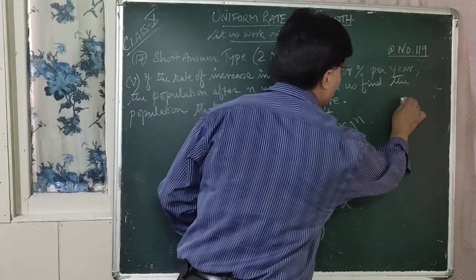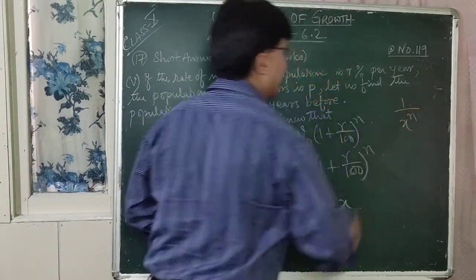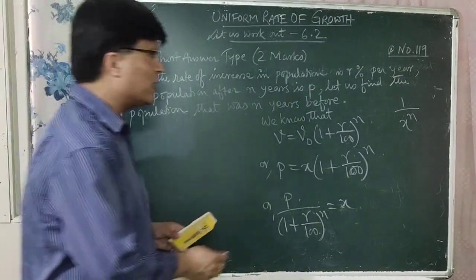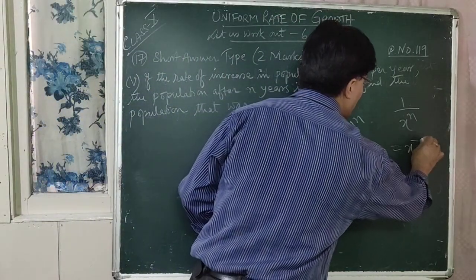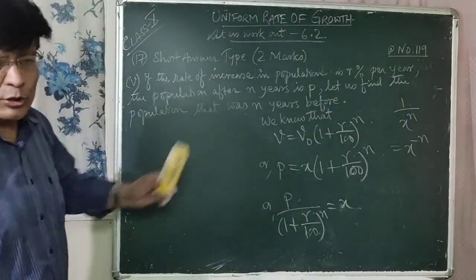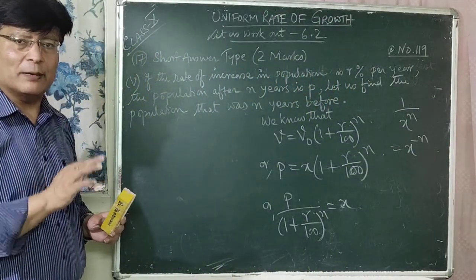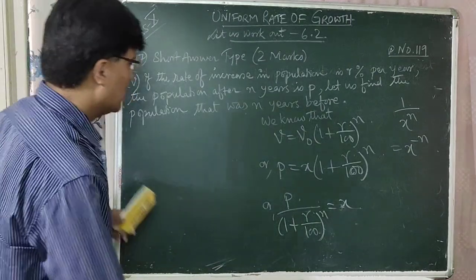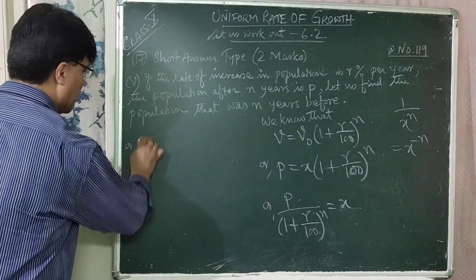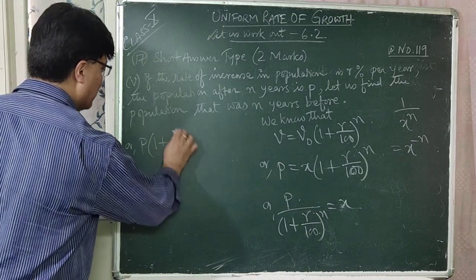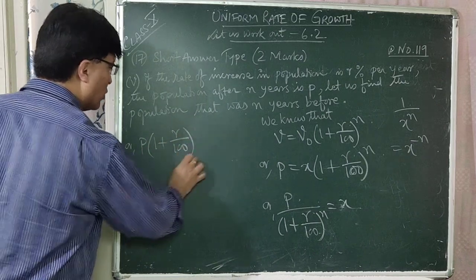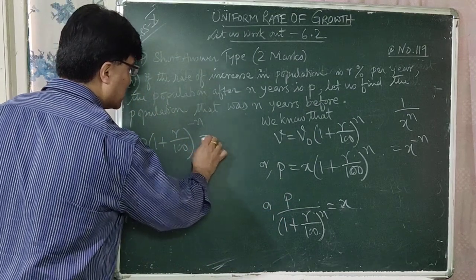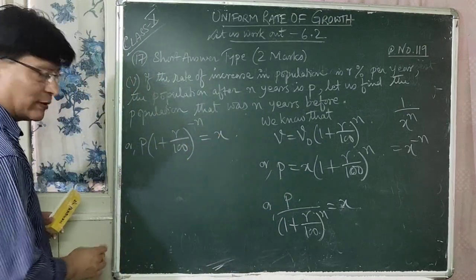Like if you have 1 upon x to the power n, when this x to the power n goes up in the numerator, it becomes x to the power minus n. That means you should write minus sign in the power when it goes to the numerator. So now in this case also, P into 1 plus R upon 100 whole to the power n, when it goes to the numerator, it becomes whole to the power minus n is equal to x.